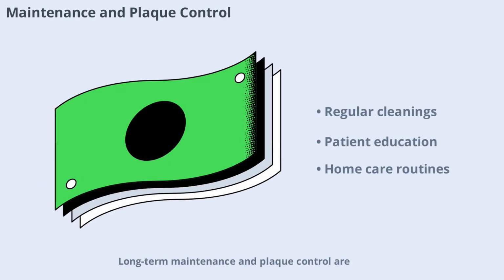Long-term maintenance and plaque control are critical for preventing recurrence of furcation involvement. Regular professional cleanings, patient education, and home care routines help maintain periodontal health. Special attention should be given to multi-rooted teeth and furcation areas, which are prone to plaque accumulation and disease progression.